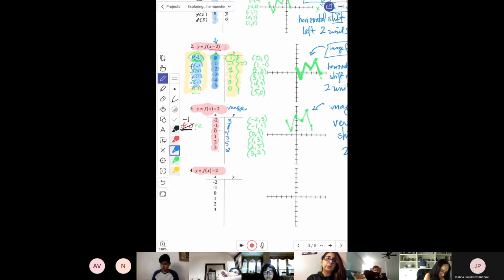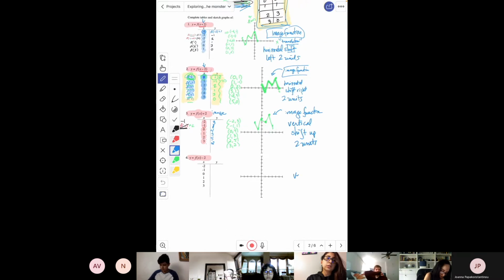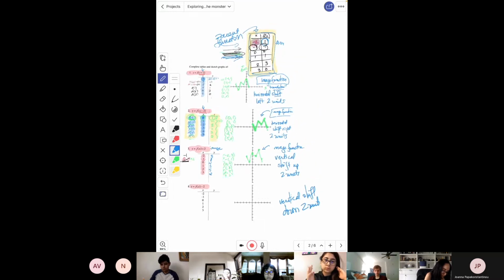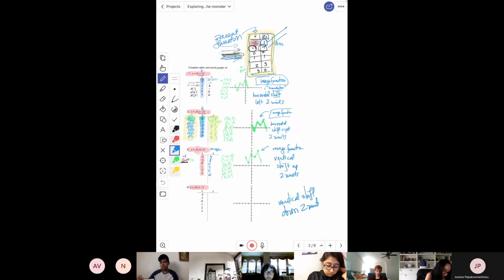Vertical shift down 2 units. This should be a vertical shift down 2. Yes. So in essence, I'm taking each of these and I'm just subtracting 2 from each of these outputs to get these. You figure those out and let's see if we got them right.